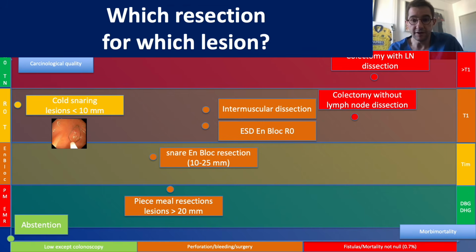Piecemeal resection should be only reserved to lesions with a very, very low risk of T1 cancer. It means mostly lesions with an SSA appearance or the granular homogeneous LSTs, where the risk of T1 cancer is inferior to 1%.